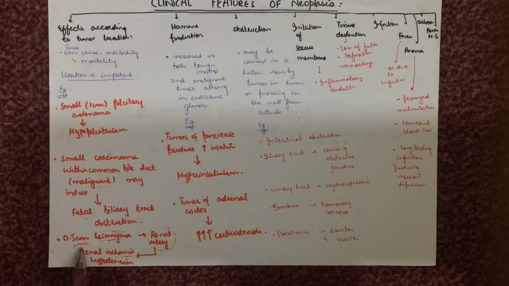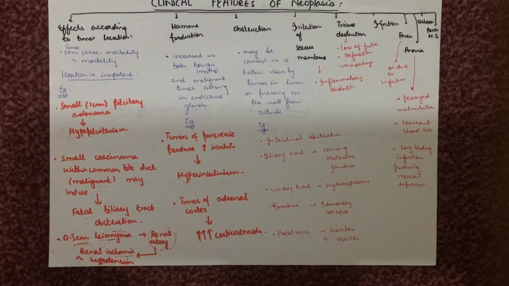Let me further explain it. A 0.5 cm leiomyoma, when stuck into the renal artery, may even lead to renal ischemia and hypertension. This signifies the effect according to the tumor location, and how important tumor location is.